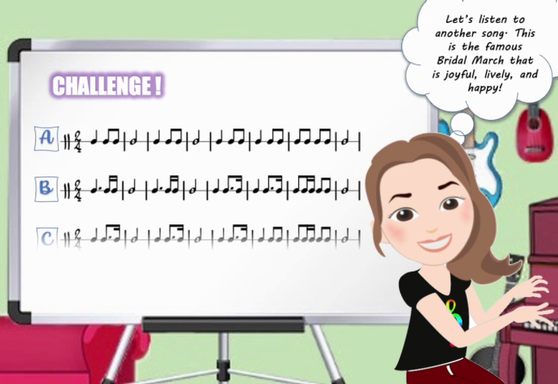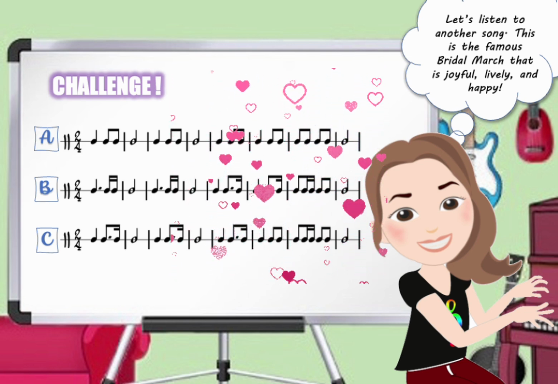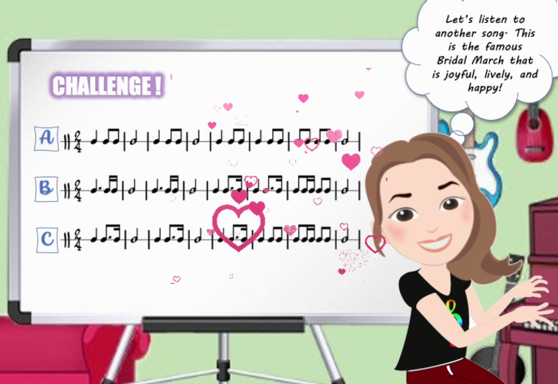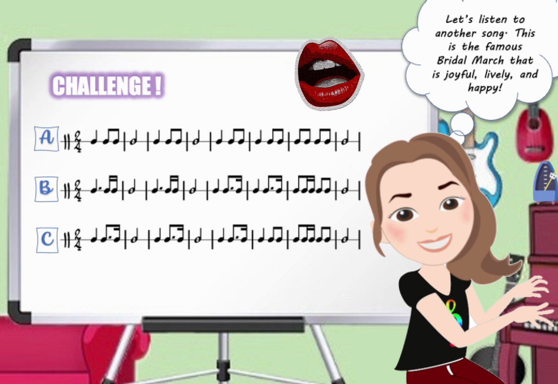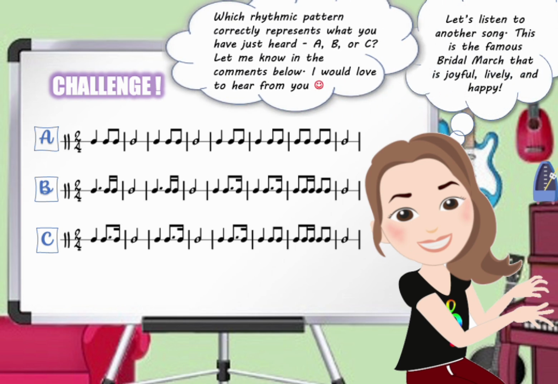This is the famous bridal march that is joyful, lively, and happy. Which rhythmic pattern correctly represents what you have just heard? A, B, or C? Let me know in the comments below. I would love to hear from you.